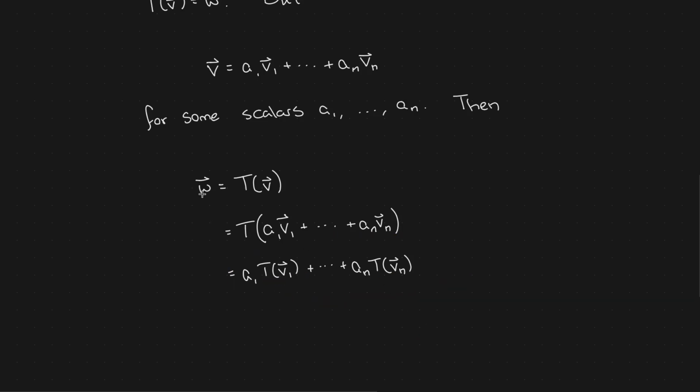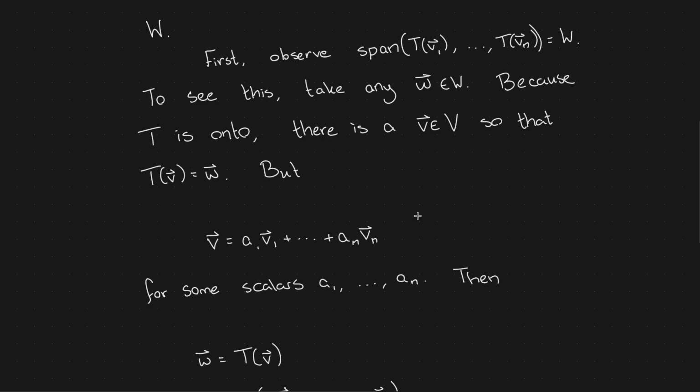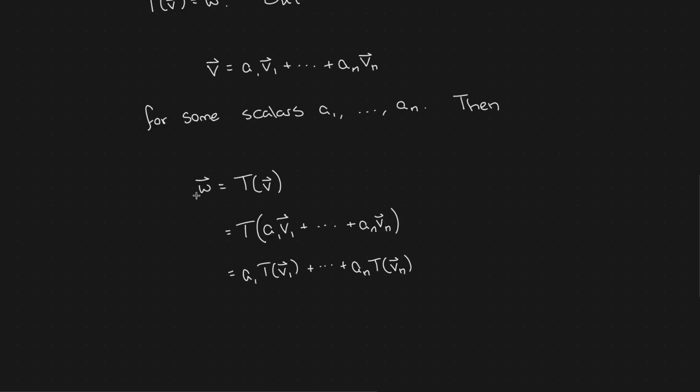Okay, now there was nothing special about vector w. I just said take any vector w in vector space W. And so since w could be any vector, that means every vector in vector space W must be able to be expressed as a linear combination of the vectors TV1 to TVn. And that means that these vectors must span vector space W.